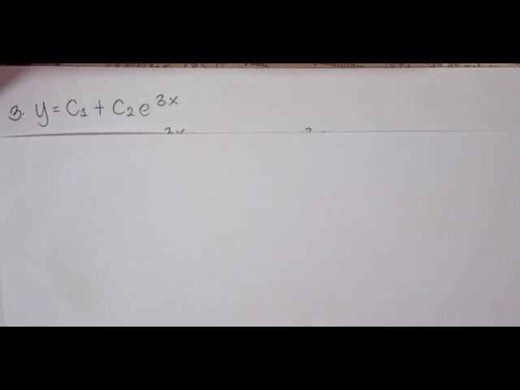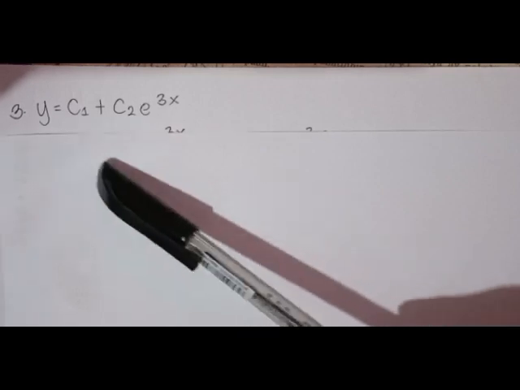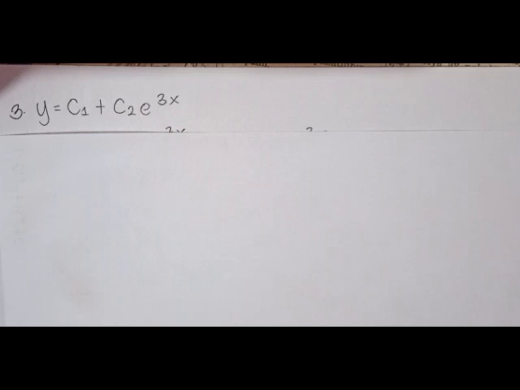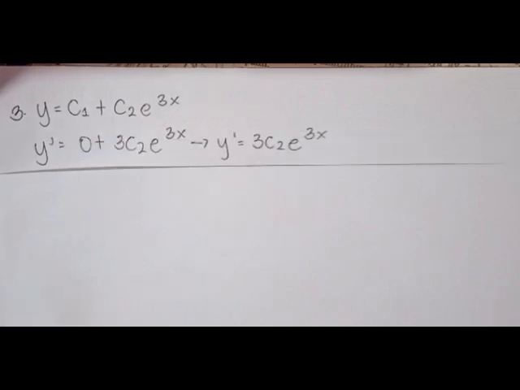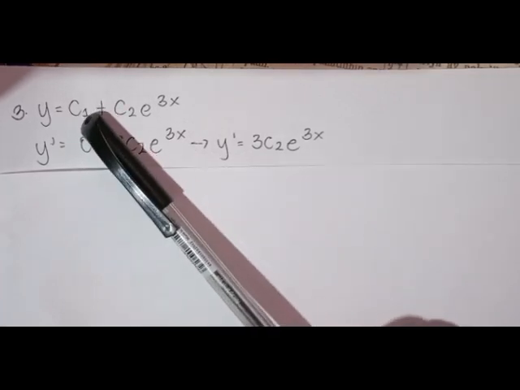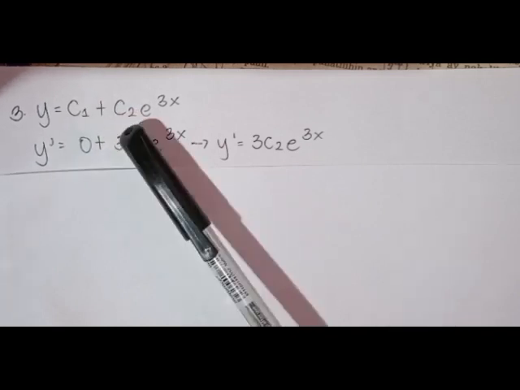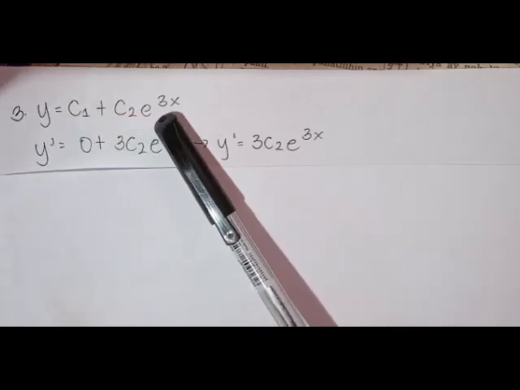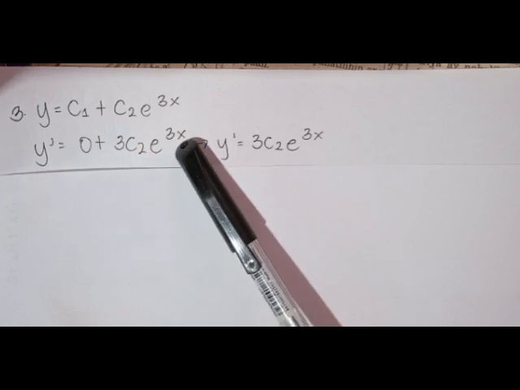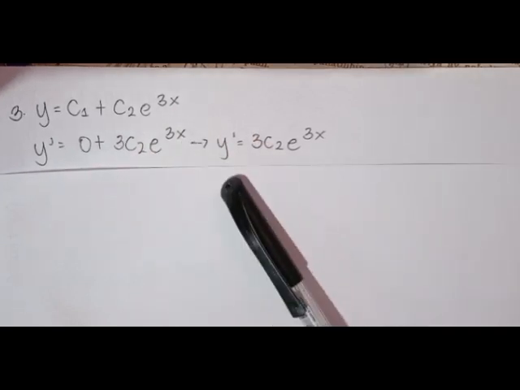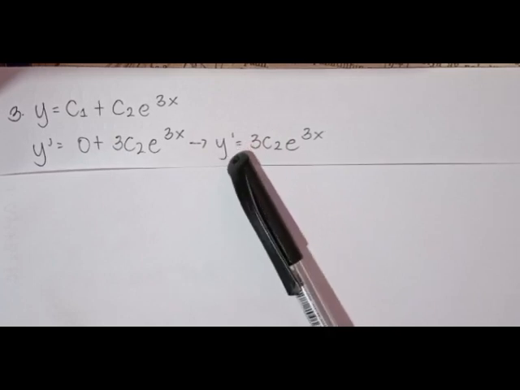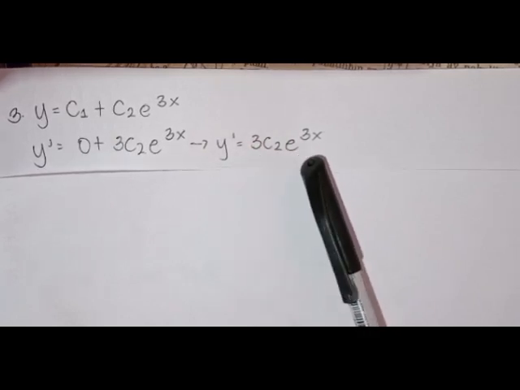Our last example, we have y equals c1 plus c2 e raised to 3x. So in this situation, we have two arbitrary constants, which are c1 and c2. It means that we need to derive this formula twice. So the first derivative of this given function is the derivative of c1, which is equal to 0, and the derivative of c2 e raised to 3x is equal to 3c2 e raised to 3x. Therefore, our y prime here is 3c2 e raised to 3x.